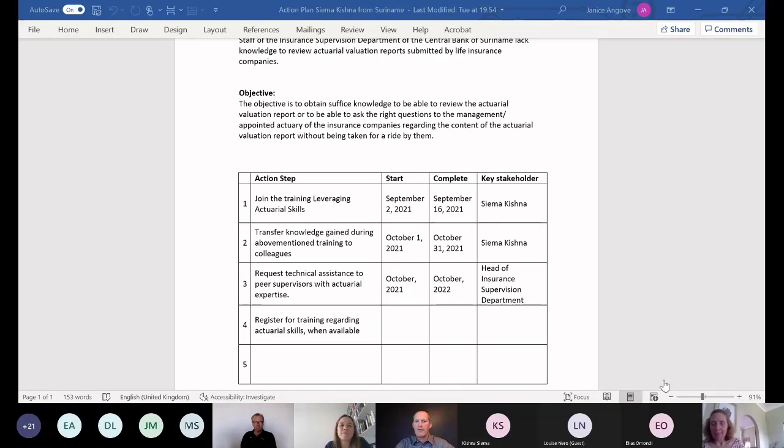So maybe just to say thank you, Siema, for adding some more of the activities that you know are going to happen in this area, like the TA assistance. I think that was very good to add to the action plan. Thank you.